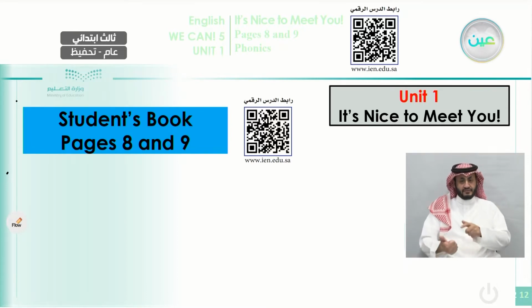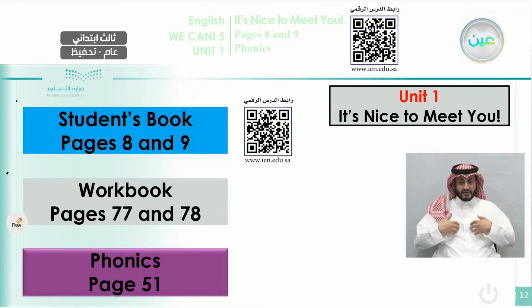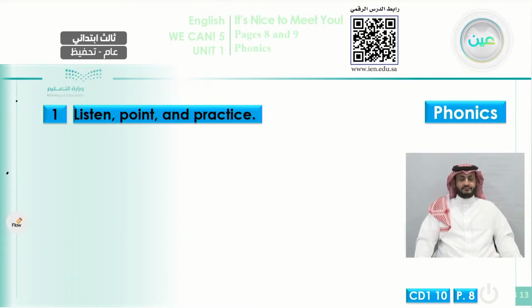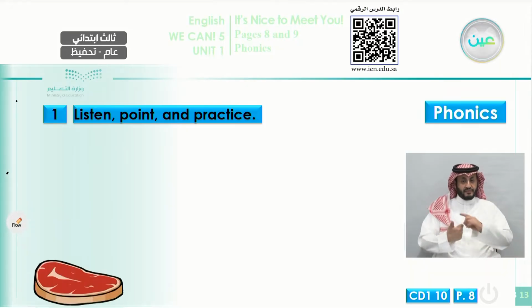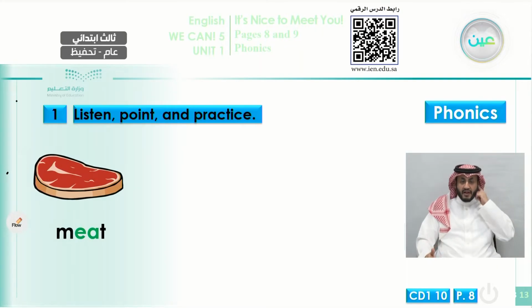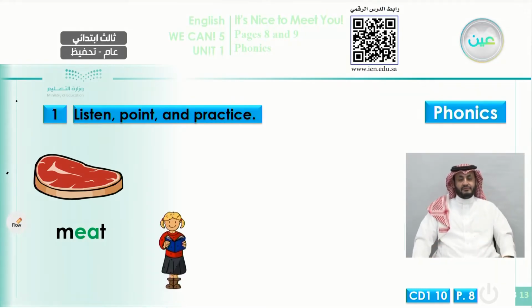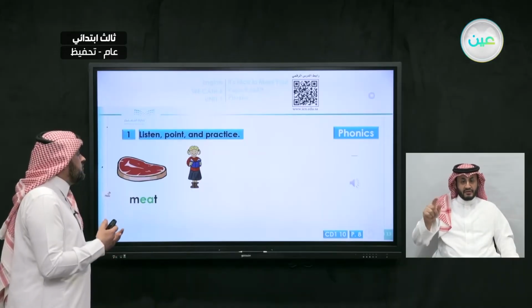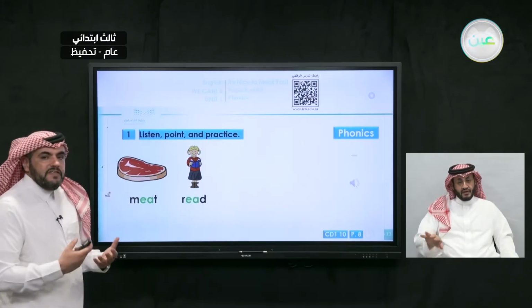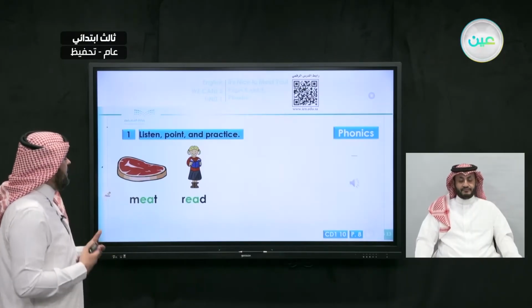And also let's move to the main class of today, which is in Unit 1, It's Nice to Meet You, from the student's book, page 8 and 9, and from the workbook, page 77 and 78, and from the phonics section, page 51. This is the main class of today. In the phonics section, in number 1, listen, point, and practice. What is this? This is meat. Okay, and what is this here? What is the girl doing? She is reading. So this picture indicates that read.